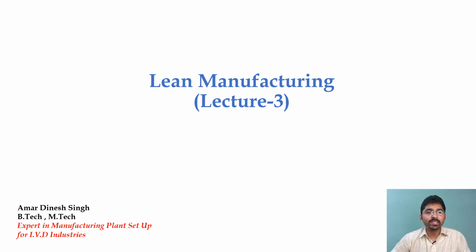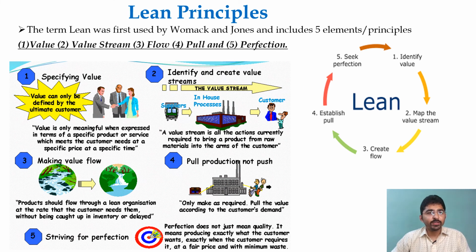So today I am going to discuss the key principles of lean manufacturing. The term lean was first introduced by Womack and Jones, and it includes 5 elements of the principle. What are those 5 elements? The first one is value, second is the value stream, the third is flow, fourth is pull, and the fifth is perfection.